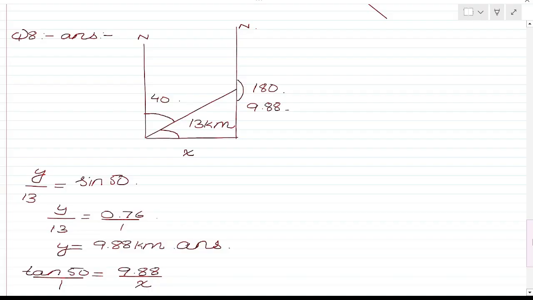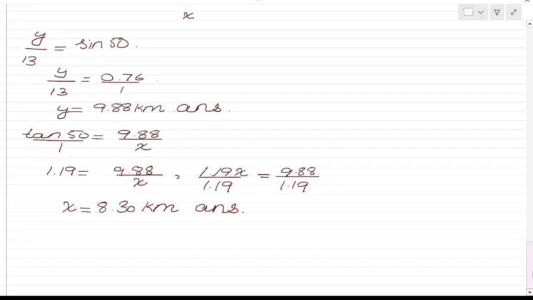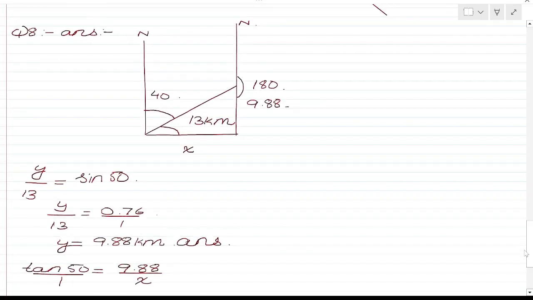So we know that the sine of 50 is equal to y over 13. Okay, so this 13 is basically the measure of the hypotenuse. So y over 13 will be equal to sine of 50. That means y over 13 is equal to 0.76. Cross multiplication, our resultant is 9.88. And after utilizing the formula of tangent 50, that is equal to 9.88 over x, we can easily find the value of x, which is 8.30 kilometers. So that is how you find the distance of your car from the garage, and then you can easily find the perpendicular.